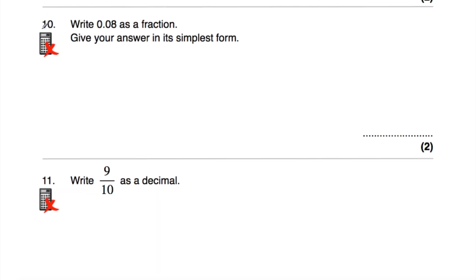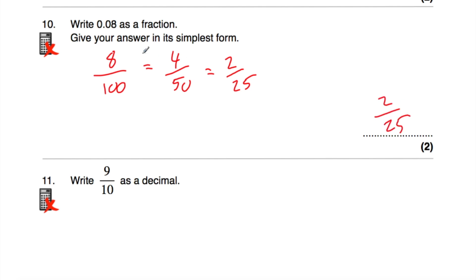Okay, let's look at our next question, question number 10. Question number 10 says to write 0.08 as a fraction and to give our answer in its simplest form. So here we've got 8, and that 8's in the hundredths column, so that's going to be 8 hundredths. And then we just need to cancel it down. So we can divide both of those numbers by 2 to get 4/50, and then divide by 2 again to get 2/25. So 0.08 would be equal to 2/25, and that's it.